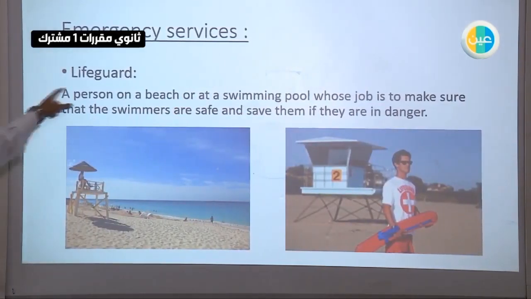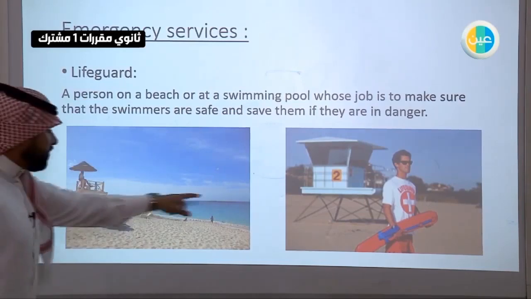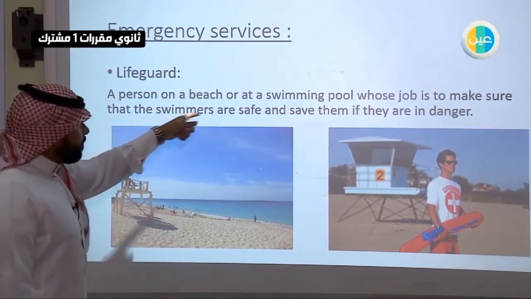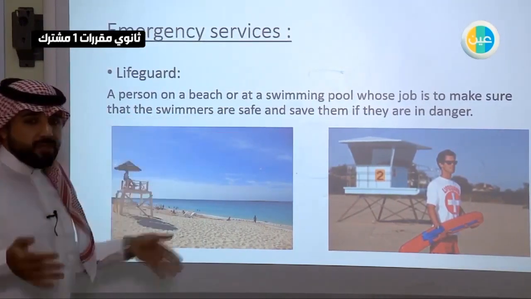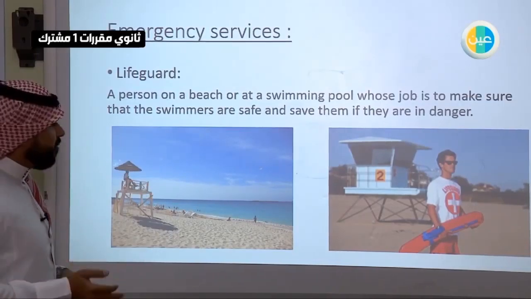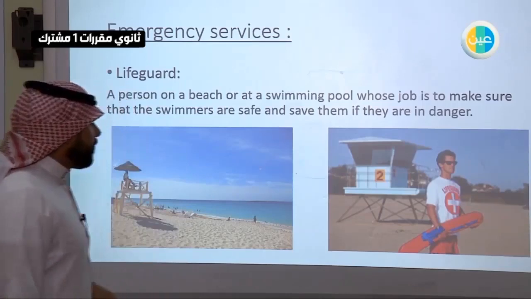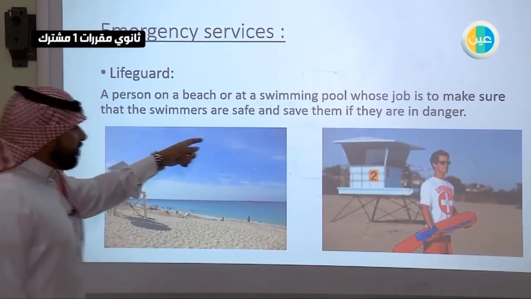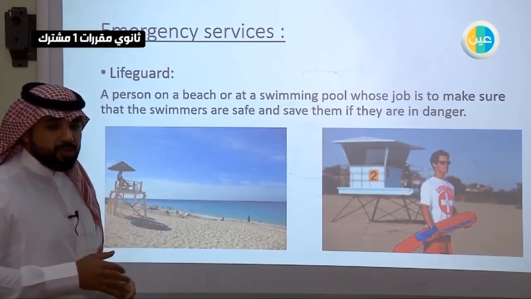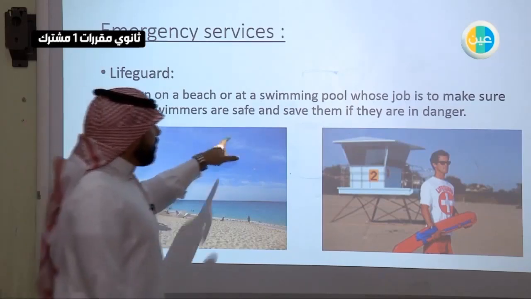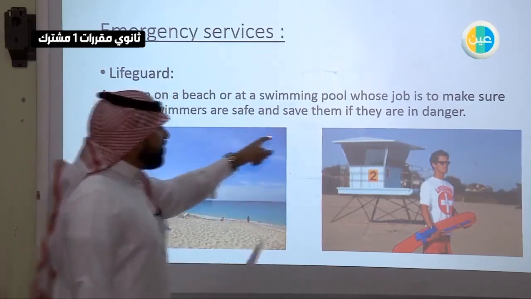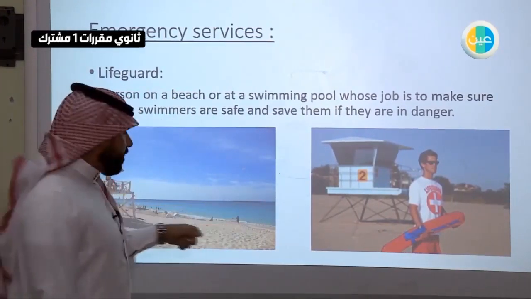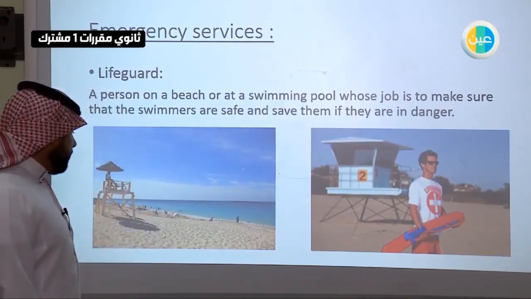Number 2, lifeguard. What is the meaning of lifeguard? As you can see from the pictures, a person on a beach, which is outdoor, and a swimming pool, which is mostly indoor, though some swimming pools are outdoor. His job is to make sure that the swimmers are safe. He is responsible for the people who go to the beach or the swimming pool, and saves them if they are in danger. So if something bad happens, he or she has to help them.